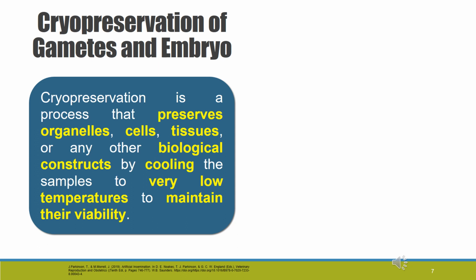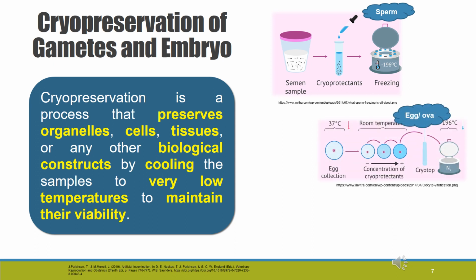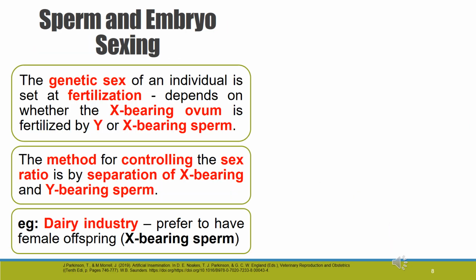Cryopreservation of gametes and embryo. Cryopreservation is a process that preserves organelles, cells, tissues, or any other biological constructs by cooling the samples to very low temperatures to maintain their viability. As you can see in this figure, this is the simple illustration of method of cryopreservation using cryoprotectant or extender for male gamete, which is sperm, for female gametes, which is ova or eggs, and also for embryo.